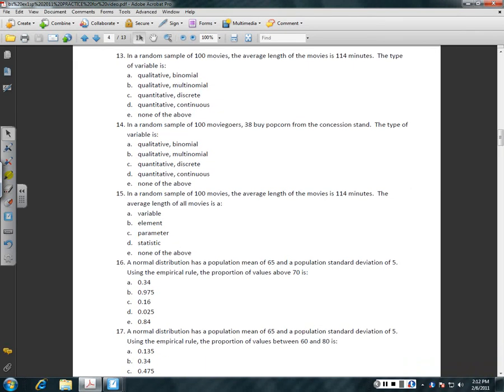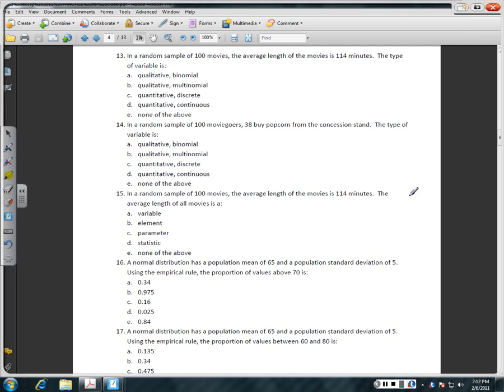So on number 13, random sample of 100 movies, average length of movie. So the variable is length of movie, and you can measure that as 112 minutes, 108 minutes. You could measure it to be 98.43 minutes. Any of those, so it's a quantitative variable, and it's continuous. It could be anywhere on the scale. You're not just counting things. So that one's D.